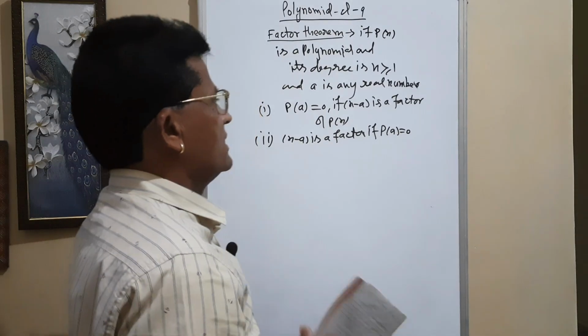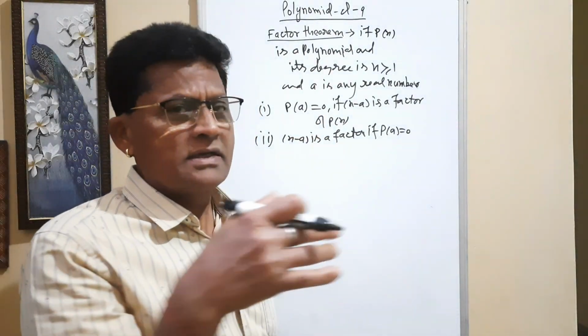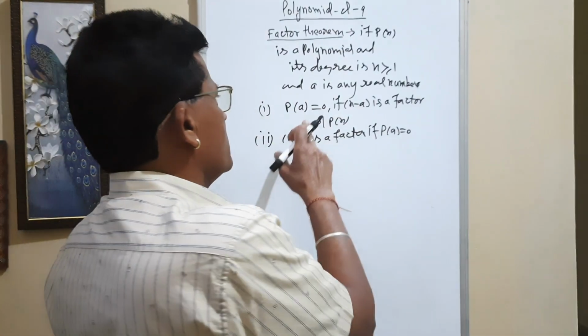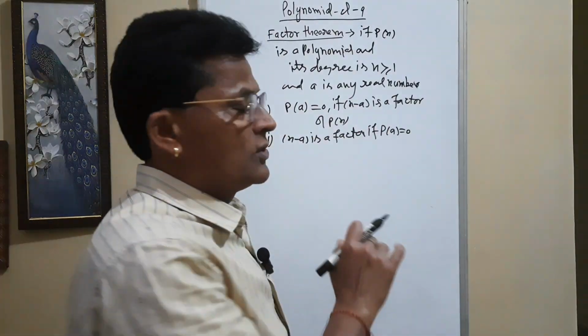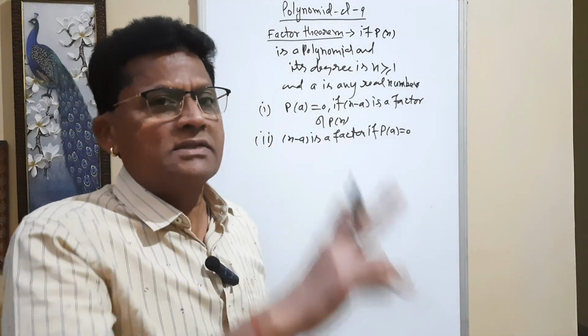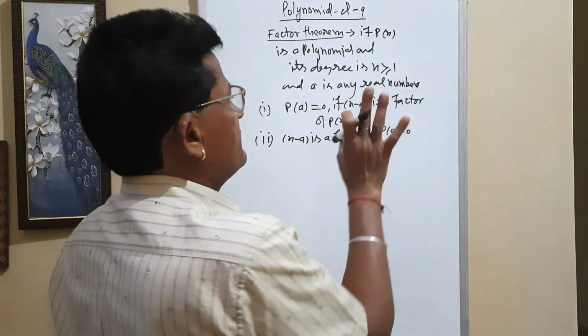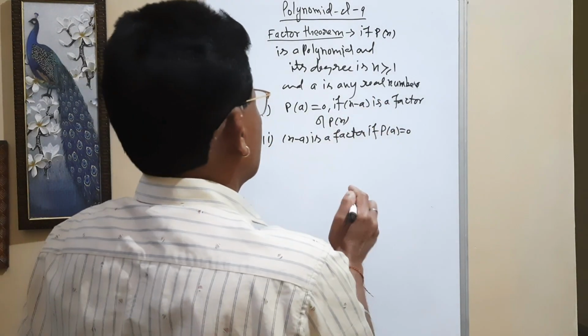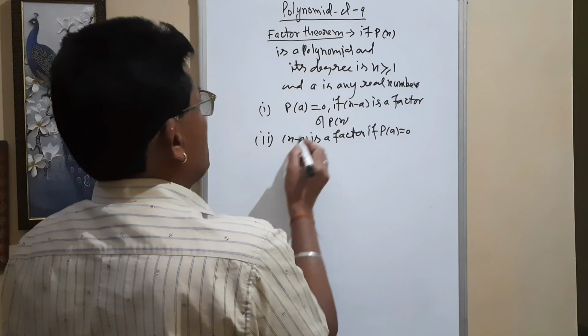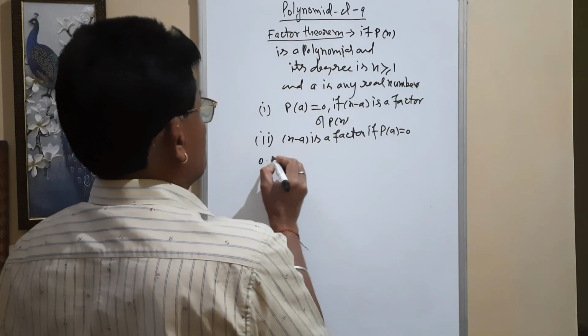Both are very, very important. P(a) means, in other words, the remainder you can find whenever one polynomial is divided by the other polynomial. If the remainder is 0, then x minus a will be a factor of it. Okay, this is the factor theorem. Let me solve the question.